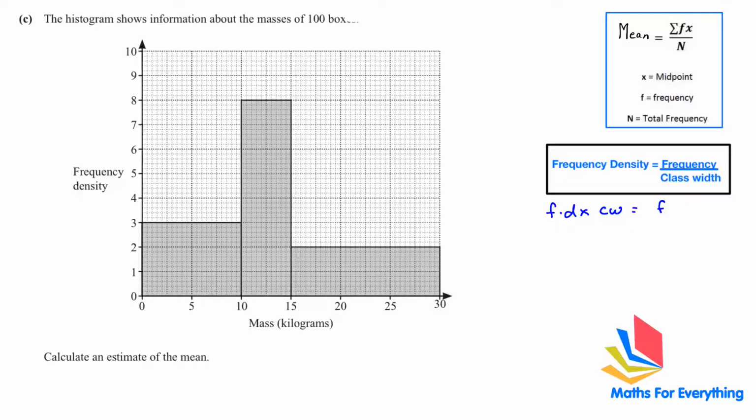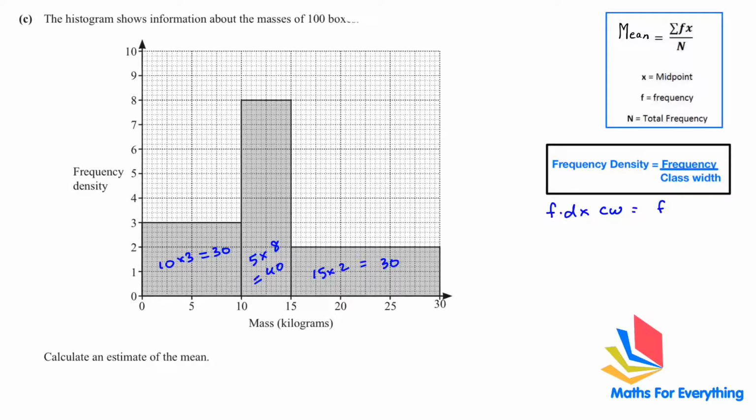What is your class width here? 10. And the frequency density is 3. So 10 multiplied by 3, 30. That's your frequency. For the next bar, your class width is 5 and your frequency density is 8. So the frequency is 40. And for the other one, your class width is 15. 30 minus 15 is 15. And your frequency density is 2.